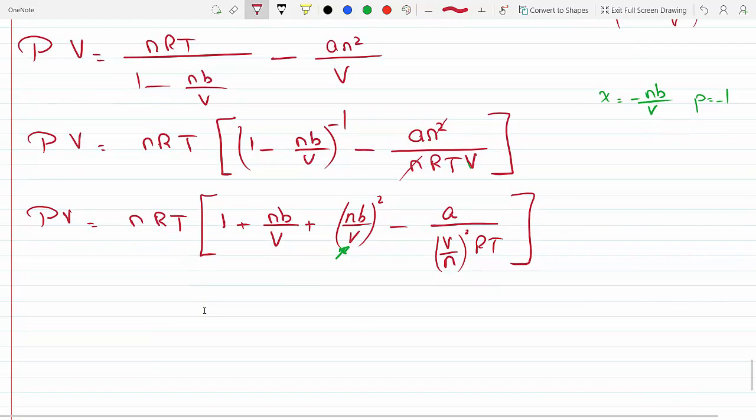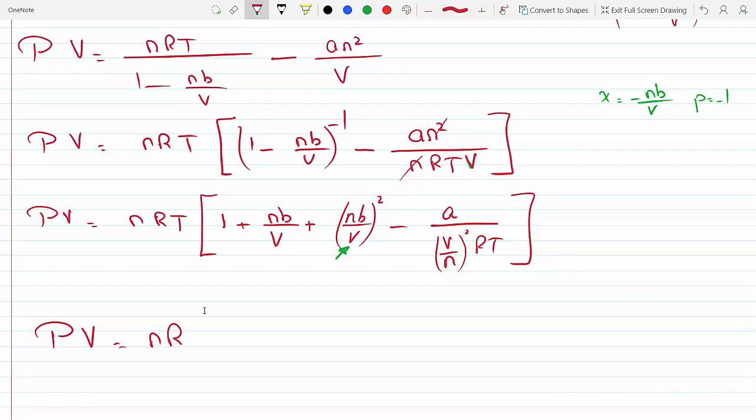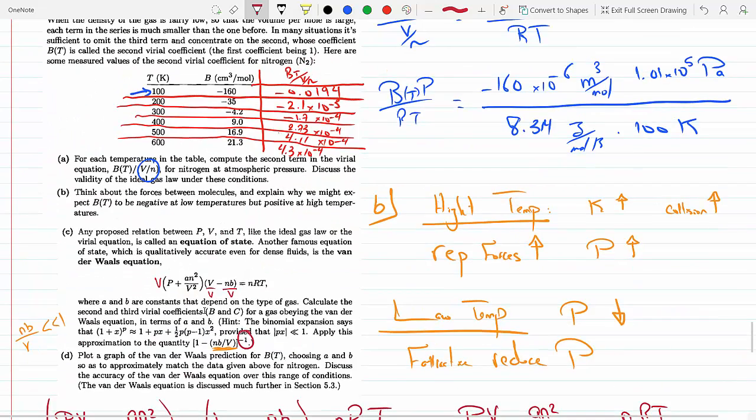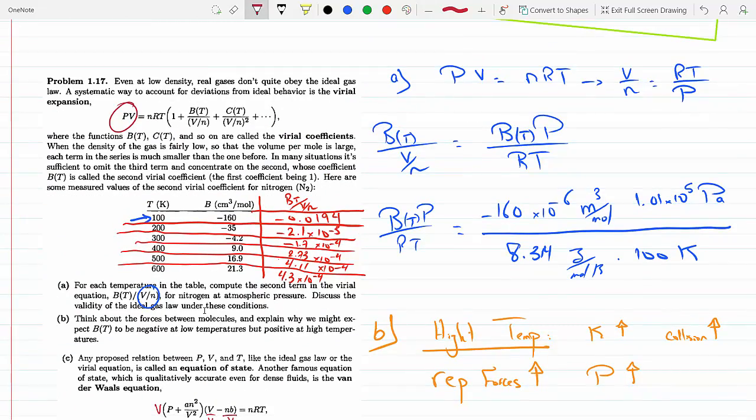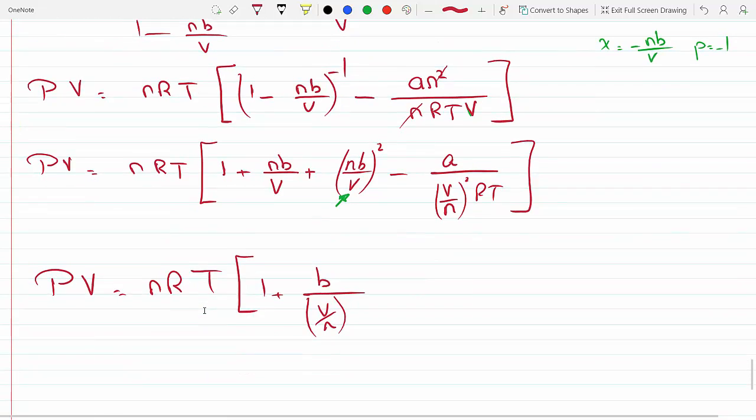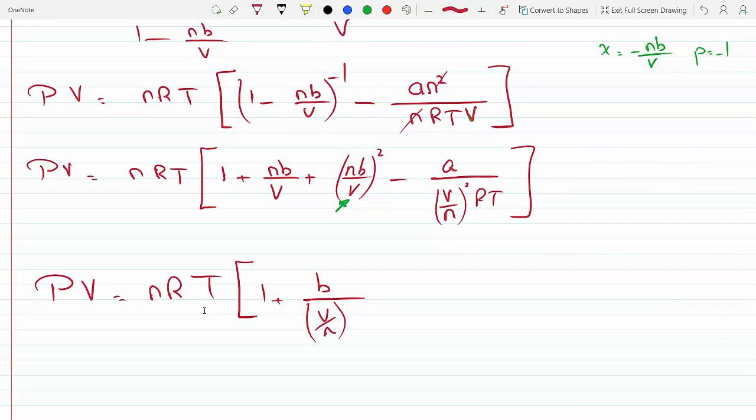Okay, so I could rewrite this as PV equals nRT times 1 plus B over V over N, because in the virial expansion, it's written as V over N in the denominator, so I'm trying to match that, V over N, and I have here, there's no square here, this is just V over N, and I also have V over N on the first term, so if I could factor this out, it would give me V over, right? Let me write it. I'll come back and do it.